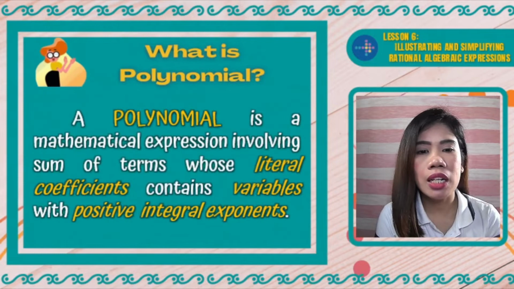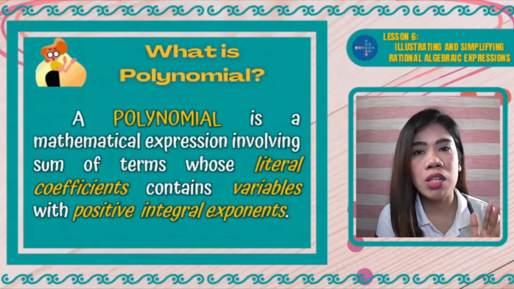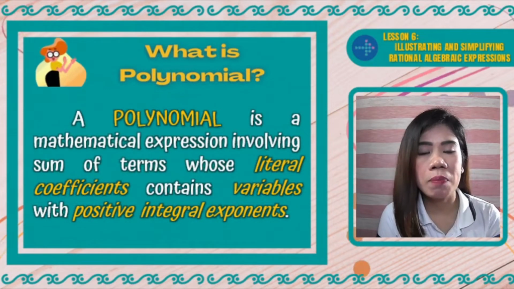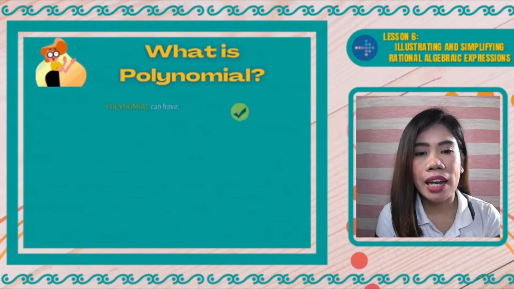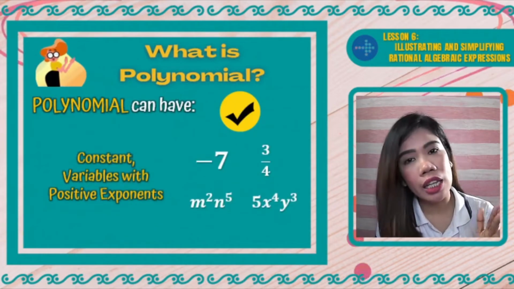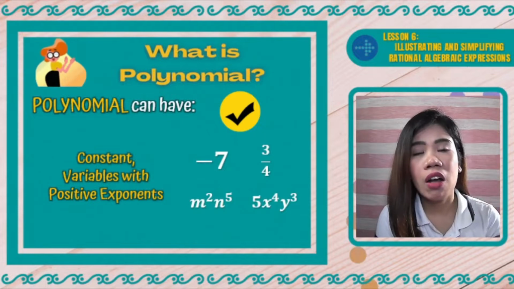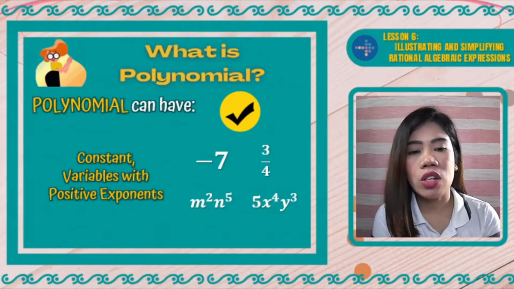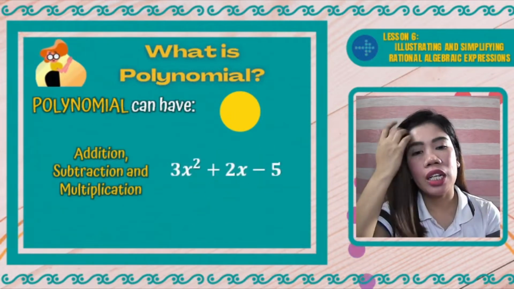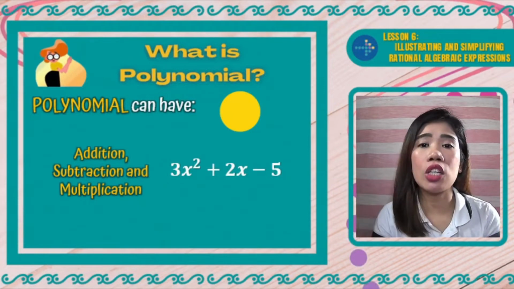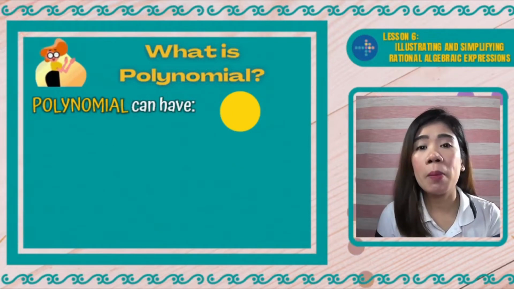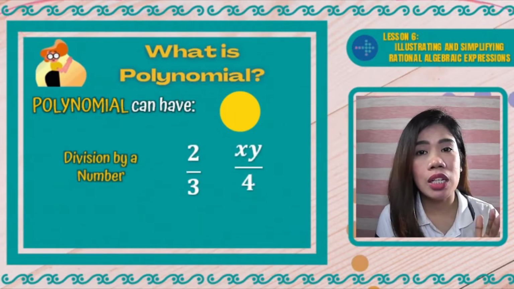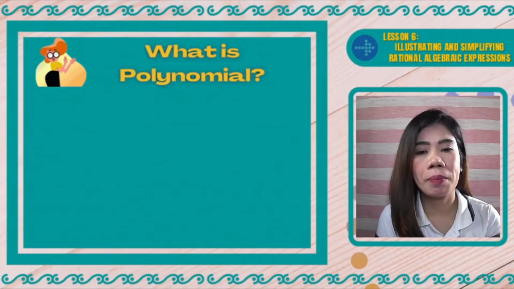So polynomial is a mathematical expression involving sum of terms whose literal coefficients contains variables with positive integral exponents. So a polynomial can have constant like -7 and p over 4, variables with positive exponents like m squared n raised to 5 and 5x raised to 4 y cubed. So pwede rin kay polynomial yung operations na addition, subtraction, multiplication. Pwede rin naman na yung division, pero division by a number lang. So number lang ang pwede nating makita sa denominator.